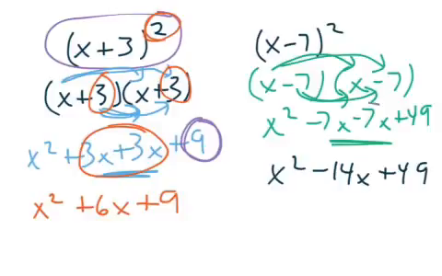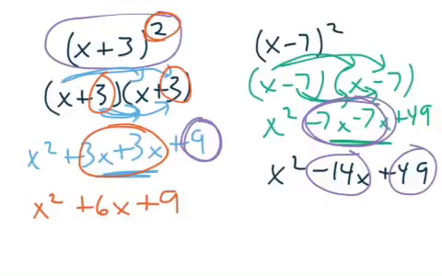So again, notice the 7 doubled up, the negative 7 doubled up. That's where this negative 14x came from. And of course, where did the 49 come from? That's right, it came from the 7 being squared. Okay? So this is a pattern that we're going to use to complete the square. So let's put it into action. But now we have to go backwards.